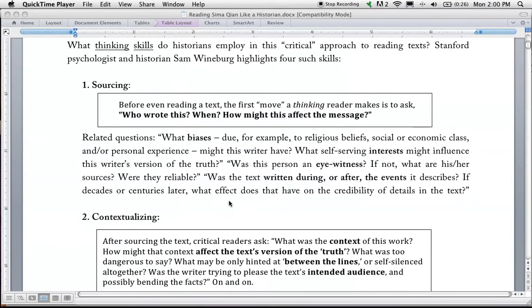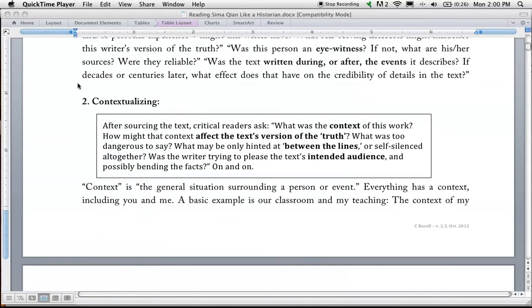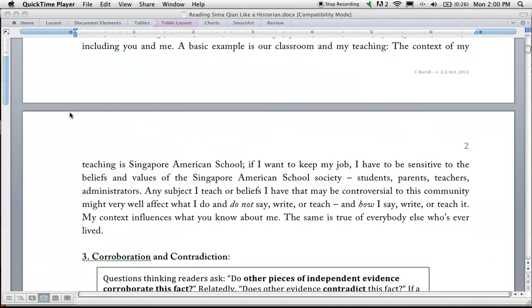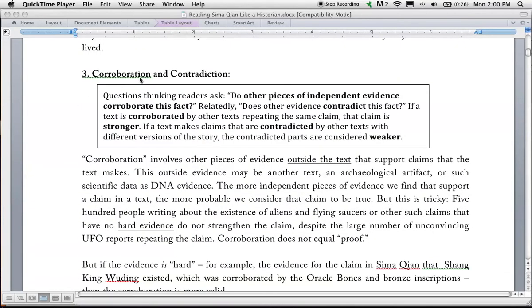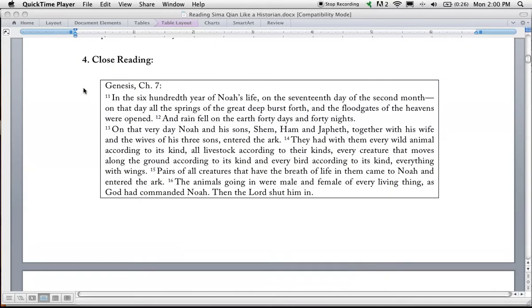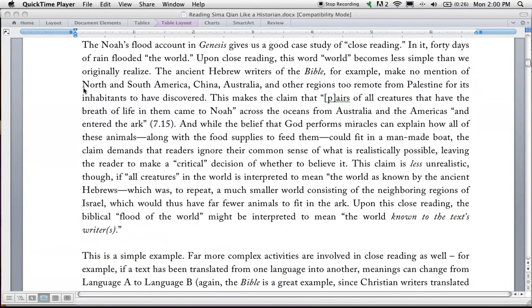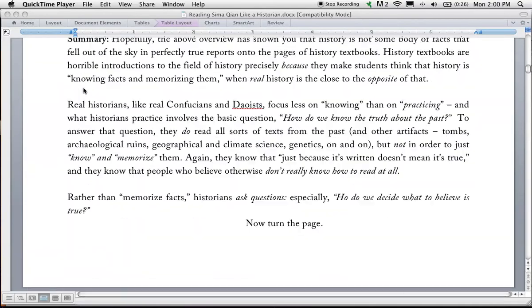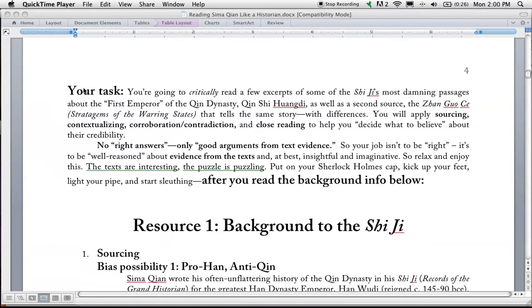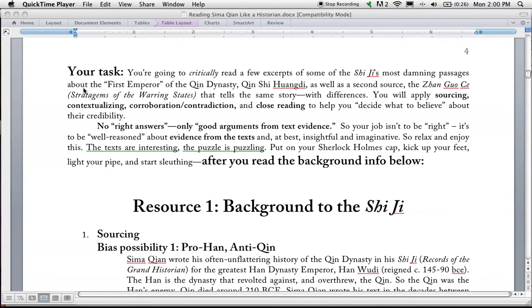These are the 4 skills. So I urge you, and in fact I'll probably quiz you on your just basic understanding of these 4 skills. What does it mean to source a text? Following along right here on page 1. What does it mean to contextualize a source? What does it mean to look for corroboration and contradiction of a source? What does it mean to read a source closely, to pay attention to the language, to pay attention to common sense? Like, is this believable? So that's what the first section does. It explains to you what exactly we mean by reading like a historian.